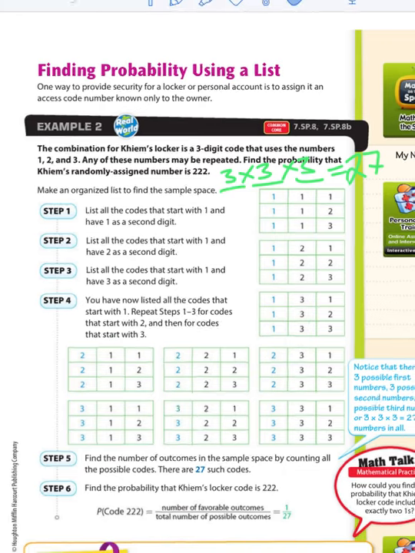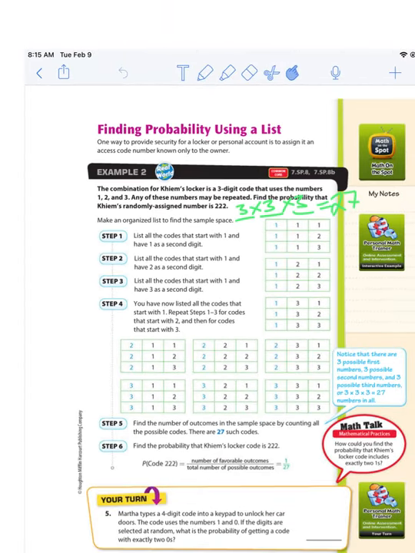So these are the steps of finding the sample space. List all the codes that start with 1 and have 1 as the second digit. Start with 1 and have 2 as the second digit, and then 3, and then repeat that for 2 and 3. So we have our sample space set up. Yes, that's kind of a pain to set up 27 rows. So again, you could just set up, okay, I have 3 numbers and there's 3 options for each one, and then multiply. It's a little easier to do here.